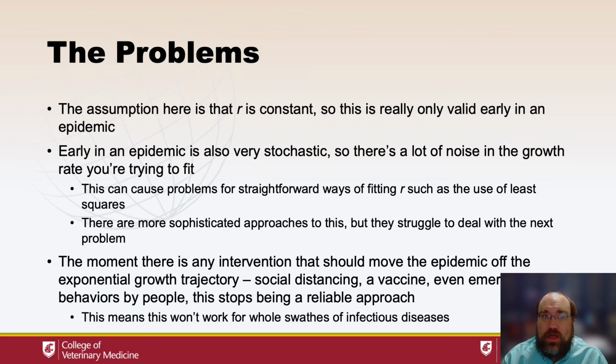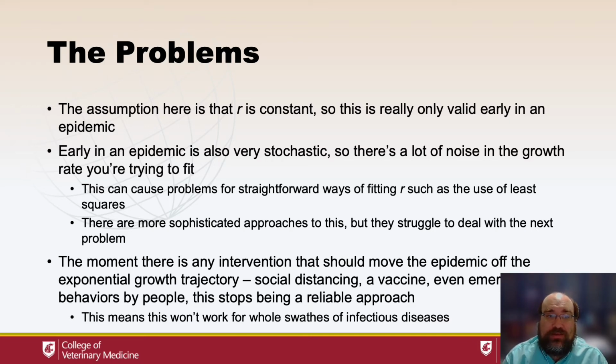So there are, however, a number of problems with this method. The assumption here is that r is constant, which is only really valid early in an epidemic. So we're assuming you're on this exponential growth pathway, and that's really only true very, very early on. The way it links to R naught is also only true very, very early on. If you think about the definition of R naught, it's the number of cases created by a single case dropped into a fully susceptible population. That's a very early epidemic process.